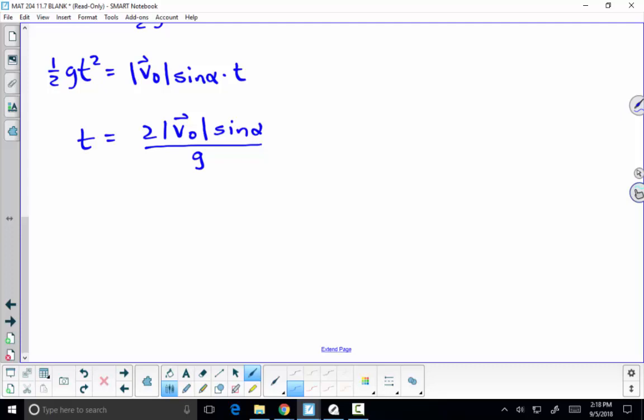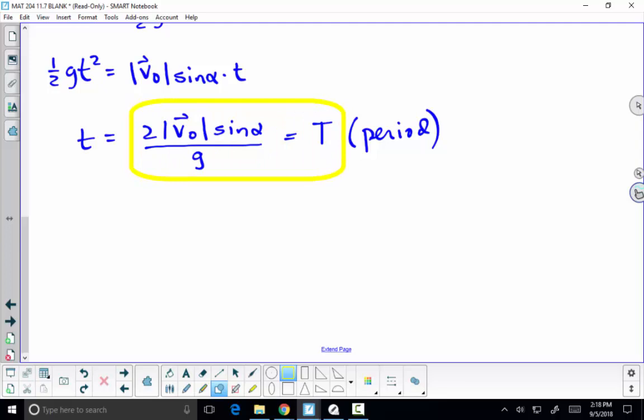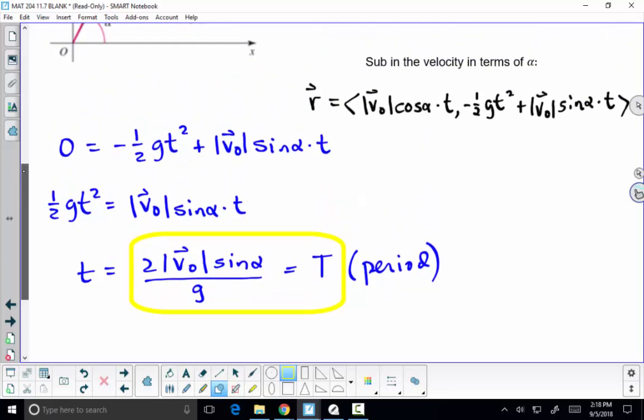And then if we plug that into the x component, that will give us the range. Will you follow that? So this is going to tell us our period, which they usually use capital T to represent. So that's the time that the object is in flight. And then if we want to know what the range of it is, we just plug that in as the t value into the x component. So we come over here, look at our x component right there.